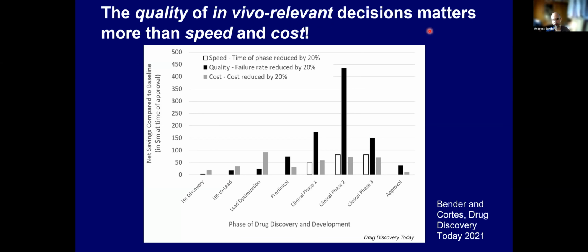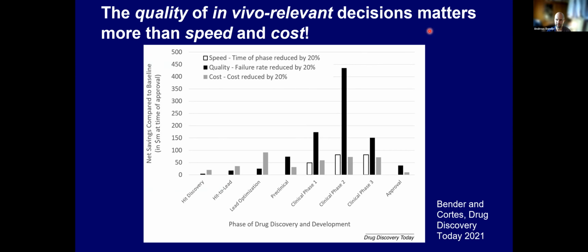And on the x-axis are the different phases of drug discovery, from hit discovery to approval. And we model three things. If you are faster, so the time of a phase is reduced by 20%; the failure rate is reduced by 20% in relative terms; or the cost of that phase is reduced by 20%. And you see that for lead optimization, for example, if you're cheaper, you save some money, but the real impact actually comes from quality improvements in the clinical phases. So the black bars are highest. That means better compounds need to go into the clinic, okay? And that is the key message of this figure.